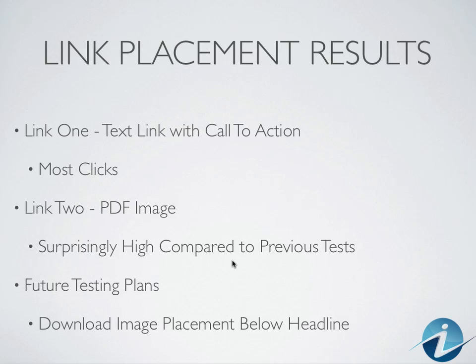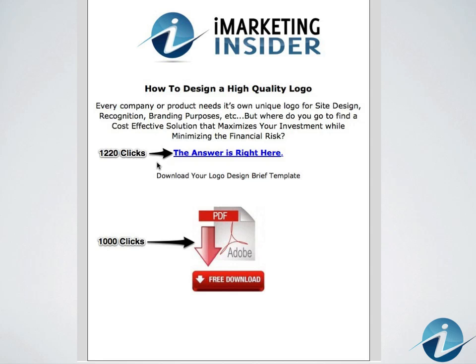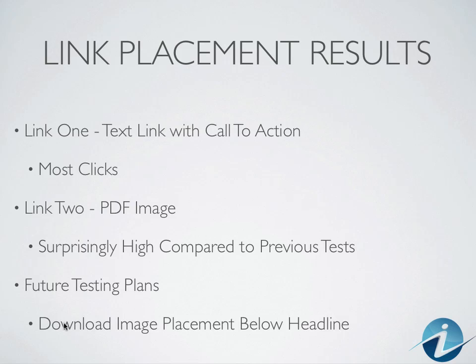All right, so how did link placement results work for us? In link one, we had a text link with a call to action, and that one had the most clicks, and that's the one that we see right here. The answer is right here with 1,220 clicks.